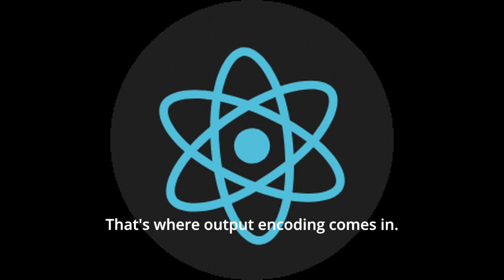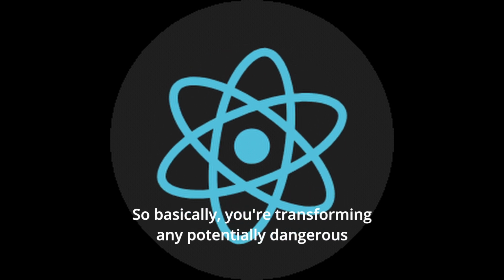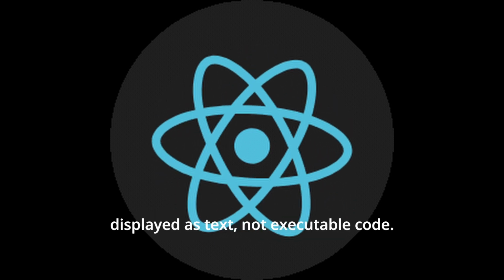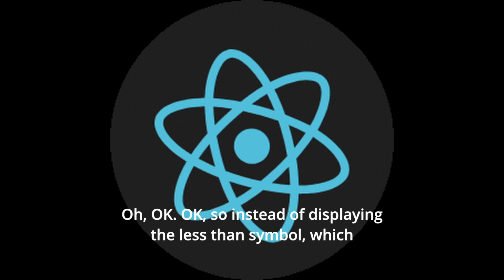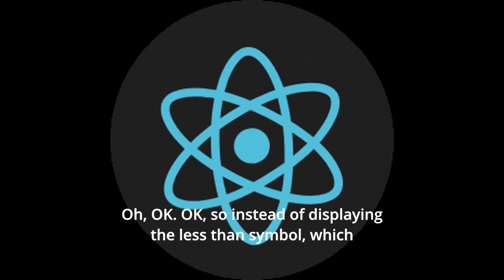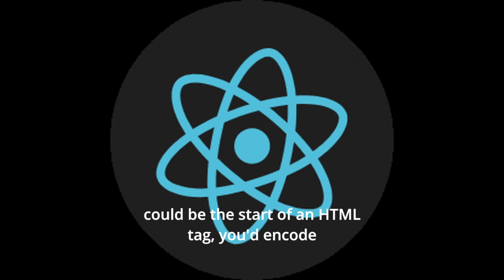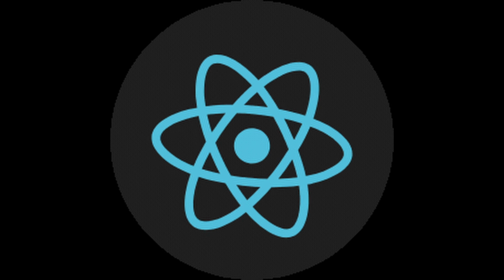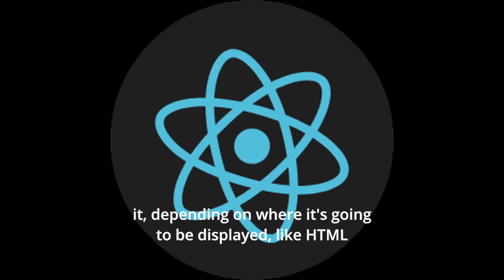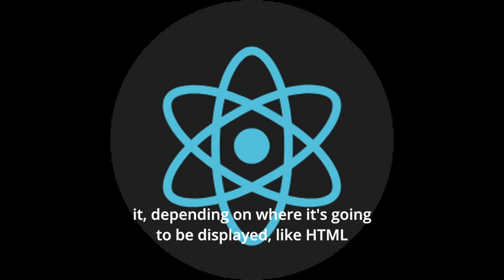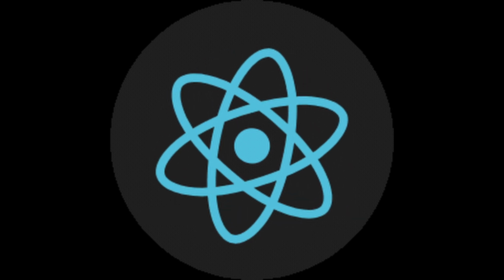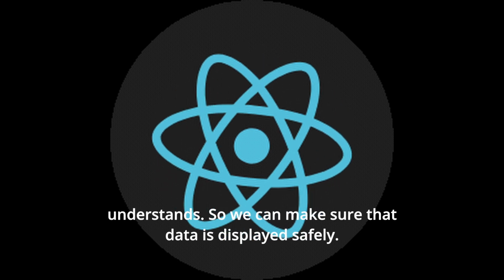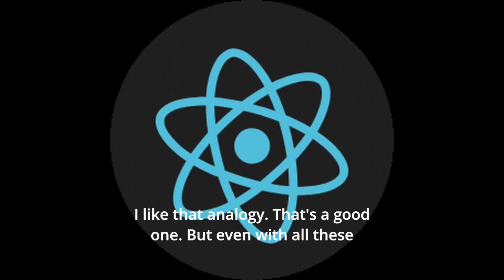Oh, good point. That's where output encoding comes in. So basically, you're transforming any potentially dangerous characters in the data so that they're displayed as text, not executable code. So instead of displaying the less than symbol, which could be the start of an HTML tag, you'd encode it as &lt;, so it just shows up as plain text. Exactly, you got it. And there are different ways to do it depending on where it's going to be displayed, like HTML encoding, JavaScript encoding, URL encoding. So it's like having a secret code that only the browser understands. Right, so it can make sure that data is displayed safely. I like that analogy, that's a good one.